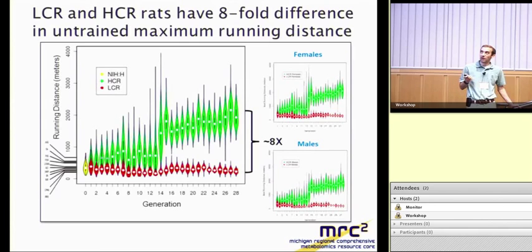And the high capacity runners, on the other hand, have continued to increase over successive generations in running capacity, and by the end of the time, the average running capacity has increased by over 8-fold. So these guys are really impressive when you put them on a treadmill. They are able to run really fast for an extended period of time, over an hour, on a pretty intense protocol where they're running on a 15-degree slope. I don't know if you've ever tried to put a treadmill at 15 degrees and run for a while, but it's hard. And so they do some pretty impressive stuff.